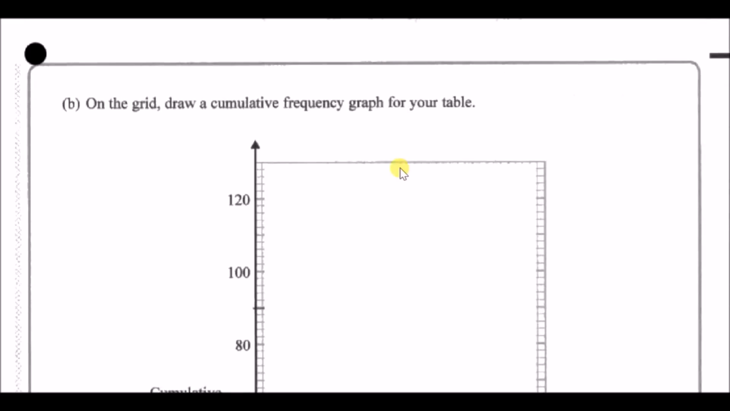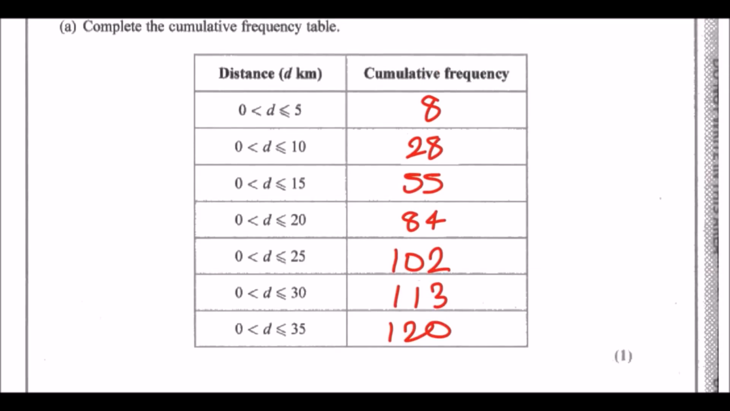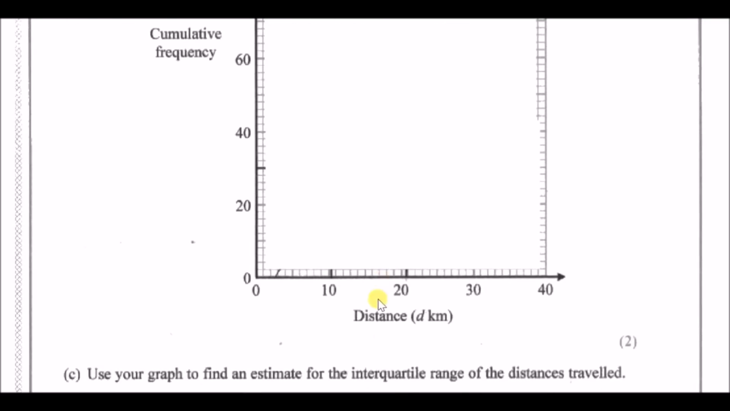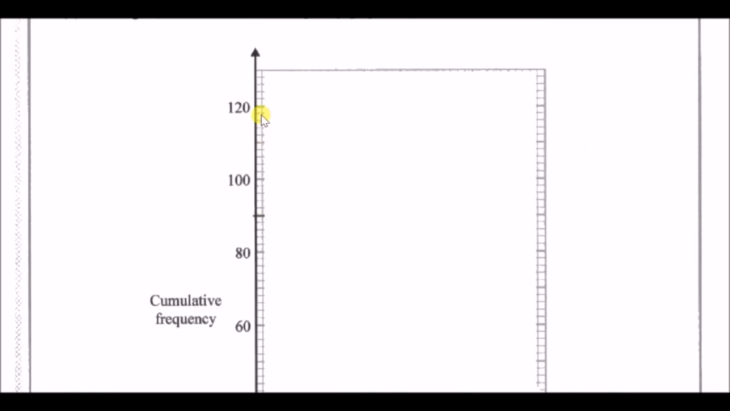Okay, next bit. Now on the grid, draw the cumulative frequency graph for your table. So the way to plot this, you literally start like this. So you can say for up to 5 kilometers there were 8 people altogether. Up to 10 there were 28, and so on. So these are your coordinates: 5 to 8, 10 to 28, and so on. Now looking at this graph here, we have distance at the bottom, so we can count in 5s. So you got 5, 10, and so on. And you got cumulative frequency all the way up to 120 here.